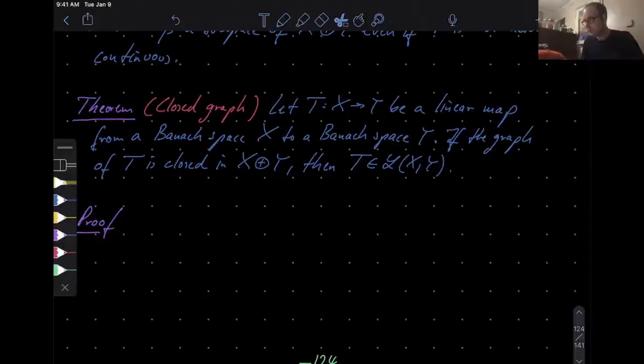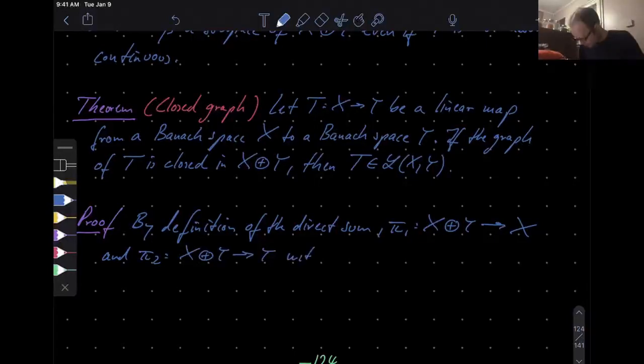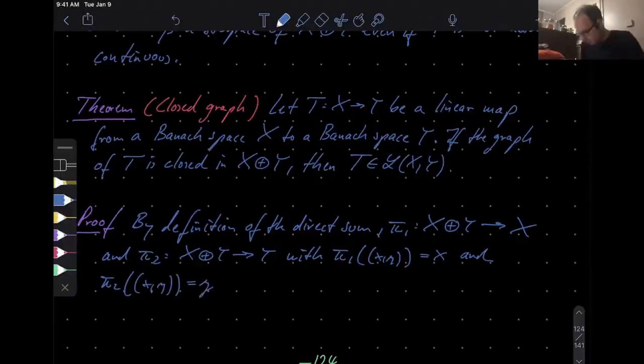All right, so how to prove? Well, we're going to use the inverse mapping theorem for that. So by definition of the direct sum, let's look at this map pi1 from X direct sum Y mapping to X, and likewise pi2 from X direct sum Y mapping to Y. And what do they do? Well, they project. So if you have a pair (x, y) in the direct sum, then pi1 projects on the first coordinate, and likewise pi2 is going to project onto the second coordinate.